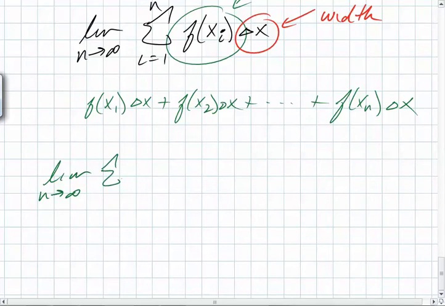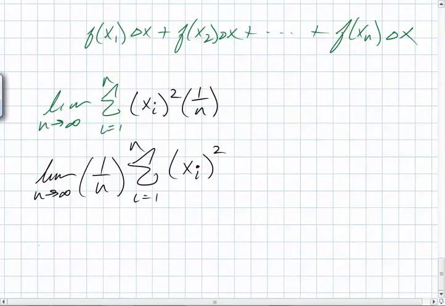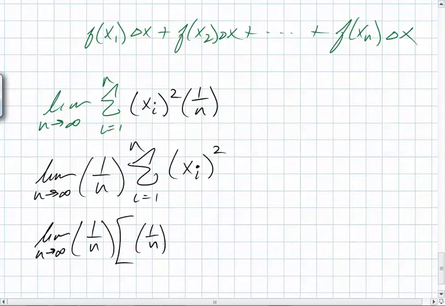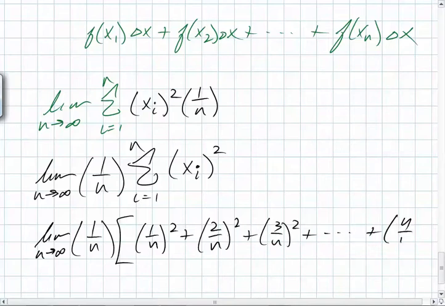What is the function? X squared. We're using the squared function, going from 0 to 1, so it's i equals 1 to n, and it's going to be 1 over n. So what do we have? We now have the limit as n goes to infinity of 1 over n times 1 over n squared plus what? 2 over n squared plus 3 over n squared all the way up to what? And I'm going to leave it as n over n.